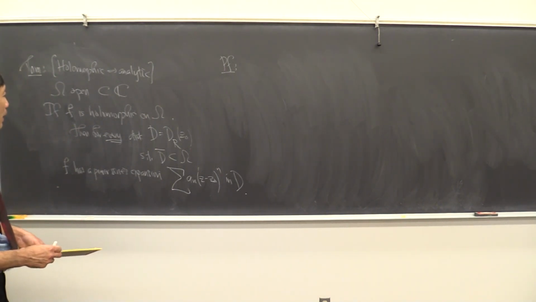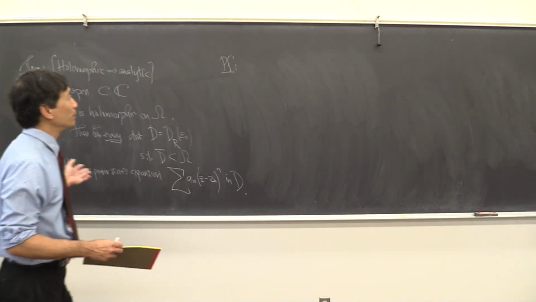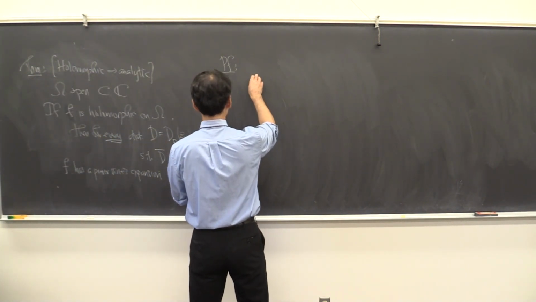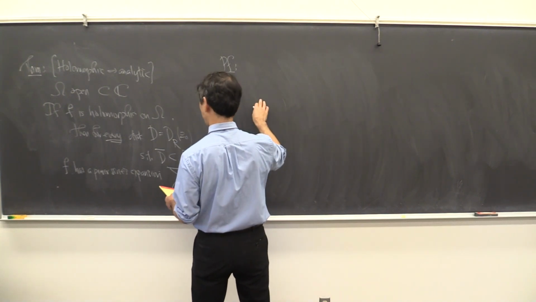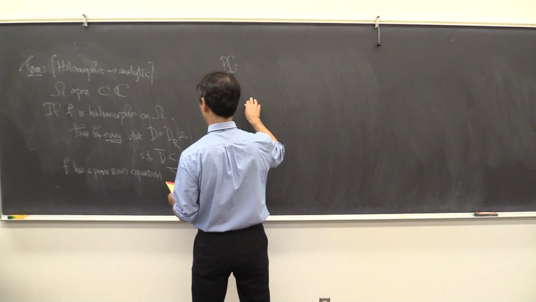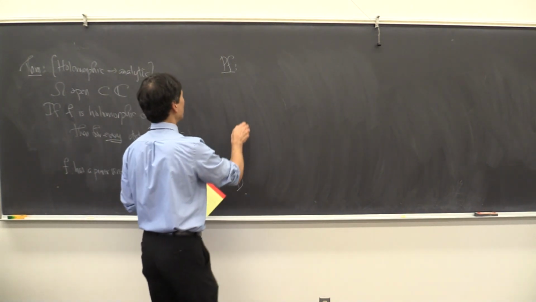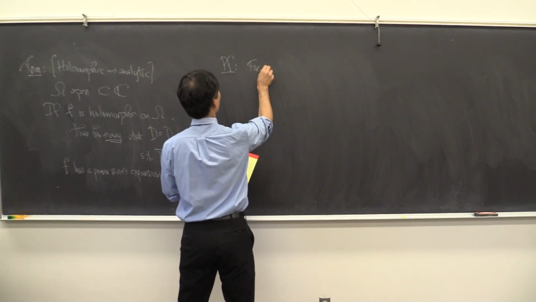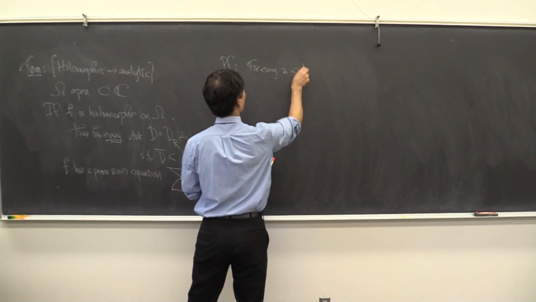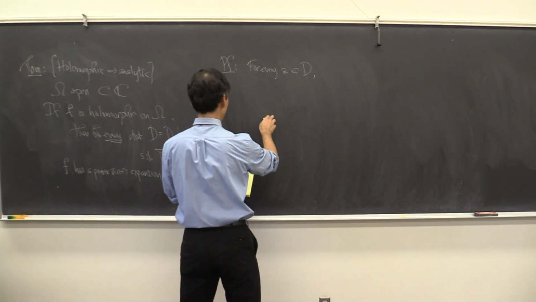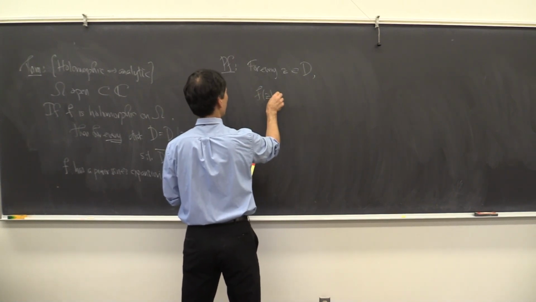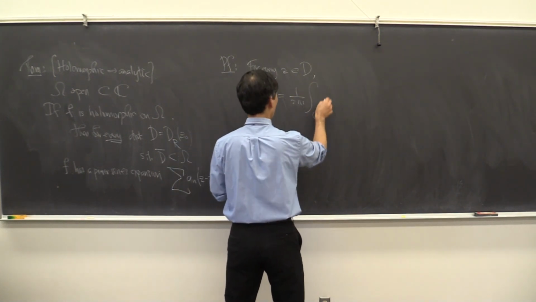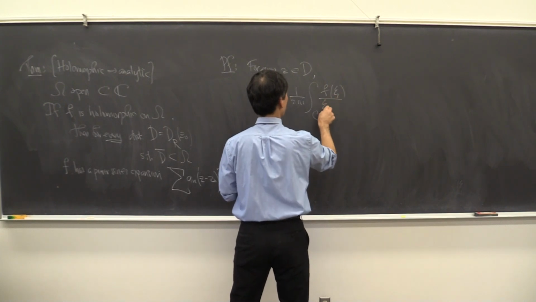Okay. So the answer to this question is to use the Cauchy integral formula. We want to show that there's a power series expansion. So you say, well, look, for every z in the disk, we have the Cauchy integral formula: f of z is equal to 1 over 2 pi i, the integral of f of zeta over zeta minus z, d zeta.